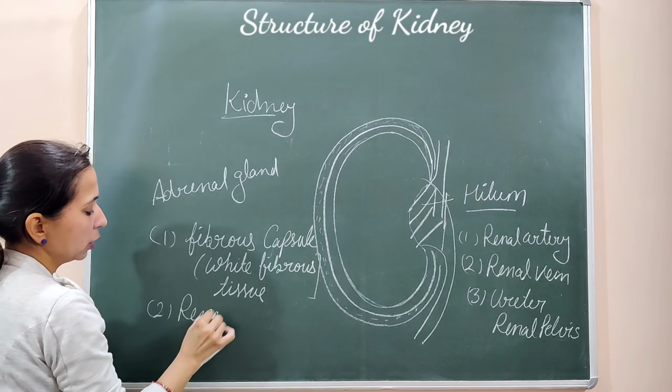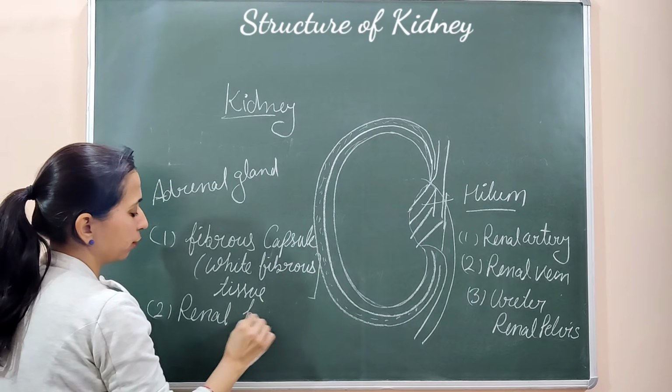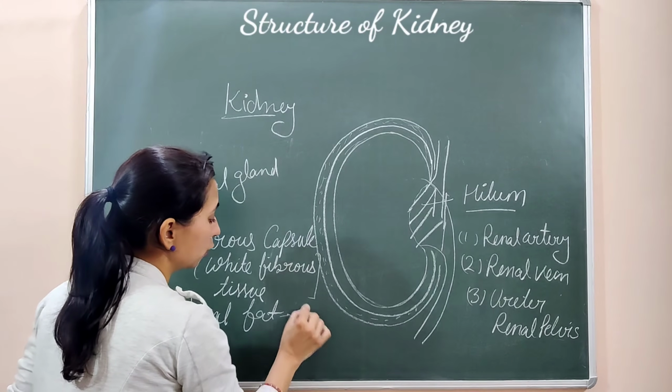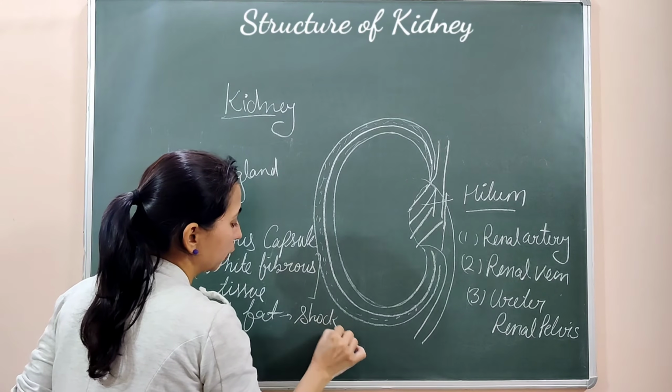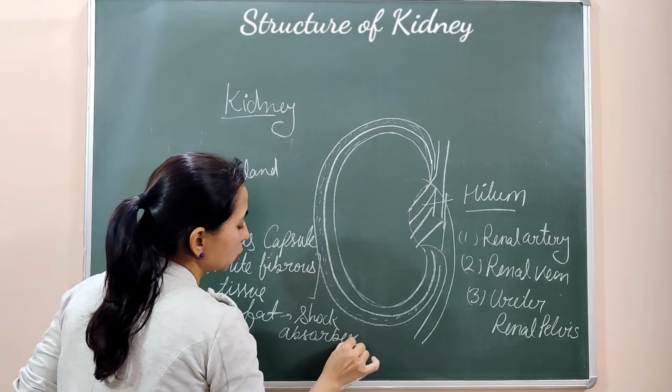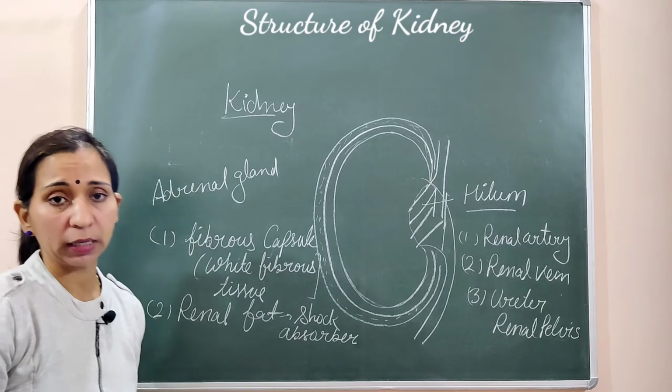This is the second layer. The second covering is the renal fat. It works as a shock absorber. So इसका function जो है वो shock absorber की तरह काम करने का है. This absorber provides protection against the mechanical shock.